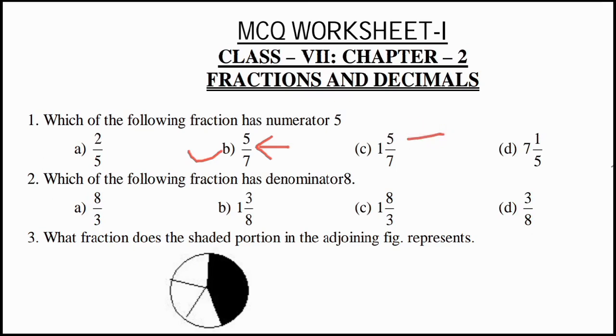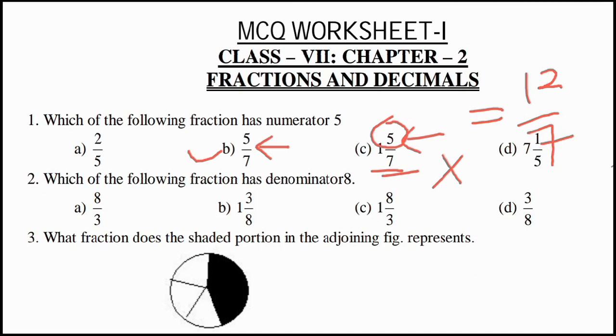Sometimes you will get confused that the numerator is 5 here, but it is wrong. If we write the improper fraction of this mixed fraction, then it will be 1 7s are 7, 7 plus 5 is equal to 12, and 12 upon 7. So your numerator is not 5. So correct answer is B, 5 upon 7.